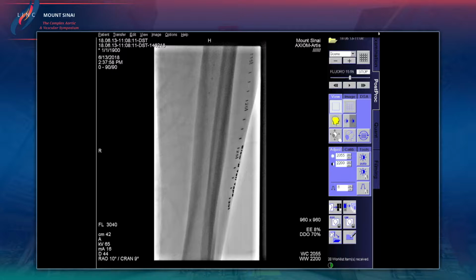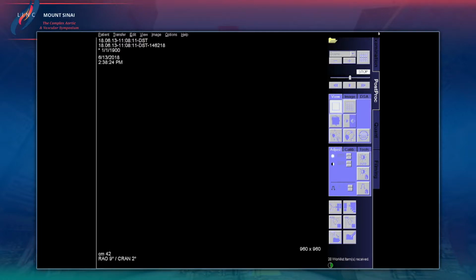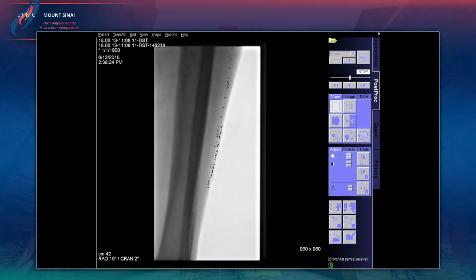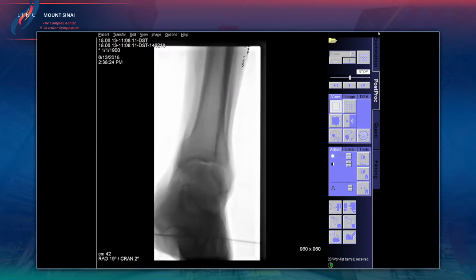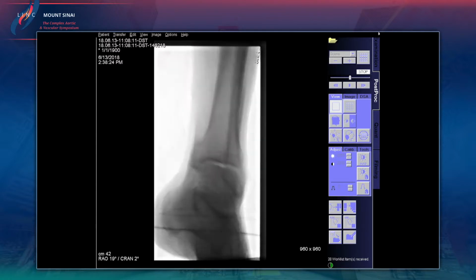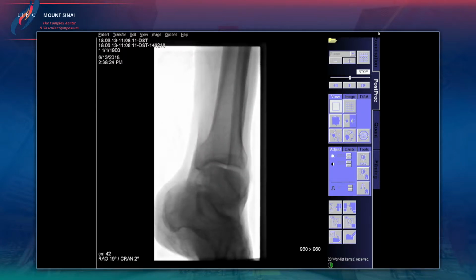PK, as you do that, would you mind trying to do a little bit more of a lateral projection? Sure. Because I'm also confused about the anatomy, but I think part of it is the projection. It's very confusing. I agree with you. We were looking at this. Try not to move the foot. Okay. Ready? Inject.